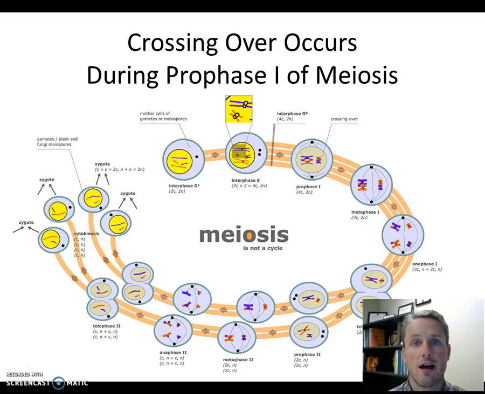So the first detail that we should always remember is that crossing over occurs during prophase 1 of meiosis. And that is the one and only time that crossing over ever occurs. Again, it does not occur during mitosis, and it does not occur during meiosis 2. So it's only during prophase 1. And we can see that here in this diagram of meiosis.